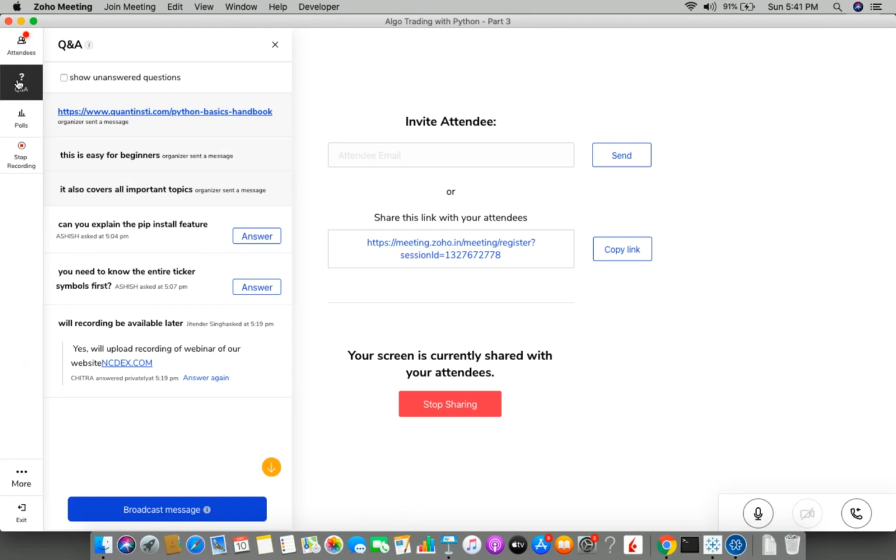Can you explain the pip install feature? Pip install feature is actually to install the libraries into our environment. You need to know the entire ticker symbol first. Yeah, we need to know the ticker symbol. Then only we will be able to download the data.